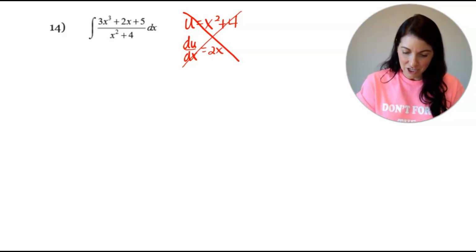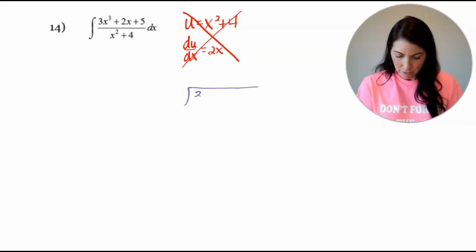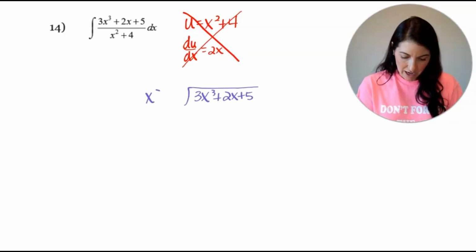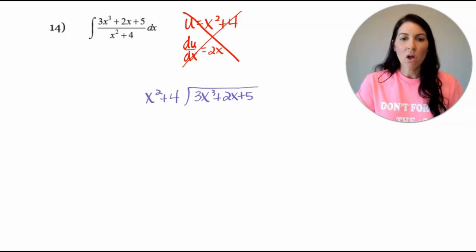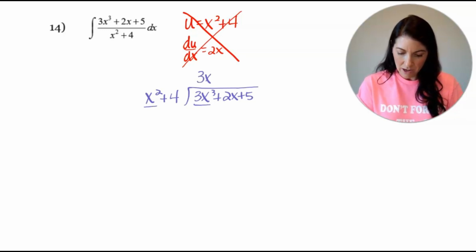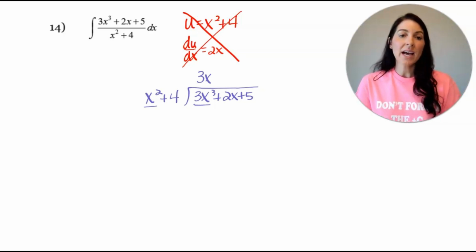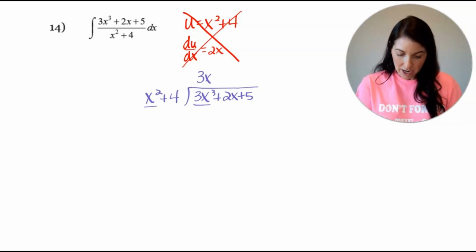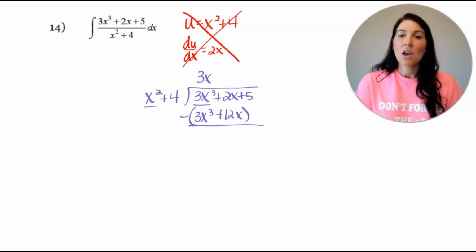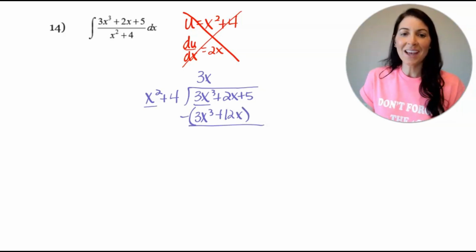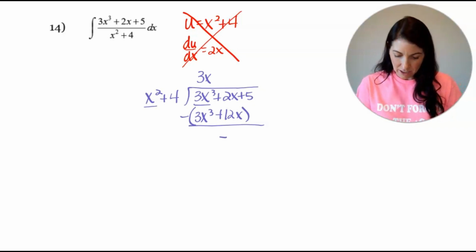So if I set up long division here, I would have 3x cubed plus 2x plus 5 divided by x squared plus 4. All right, with long division, I can take 3x cubed and divide it by x squared, and I would get 3x. Let's go ahead and multiply 3x by the quantity x squared plus 4. 3x times x squared would be 3x cubed. 3x times 4 is 12x. And then I would need to subtract this quantity. 3x cubed minus 3x cubed would cancel away, and then 2x minus 12x is going to give us negative 10x. Let's go ahead and bring down the plus 5.